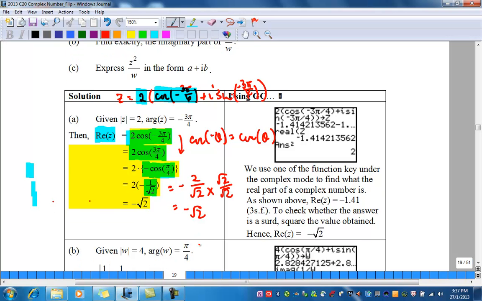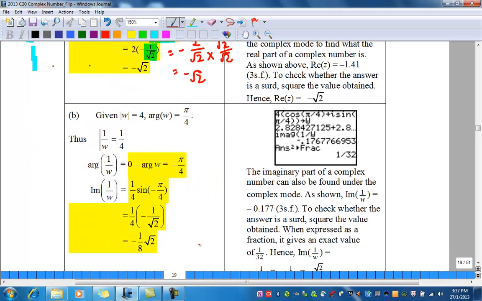Part B. Given modulus of w equals 4 and argument of w equals pi over 4, therefore we can say that modulus of 1 over w is 1/4 and argument of 1 over w is minus pi over 4. That is to say, 1 over w can be written as 1/4 cos of minus pi over 4 plus i sine minus pi over 4.